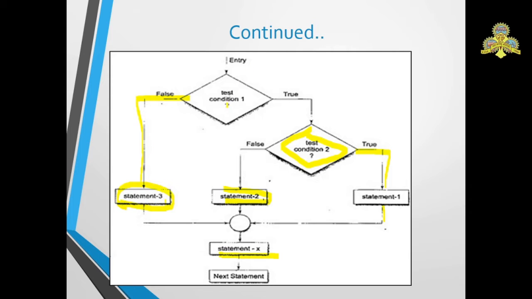In this case also, if test condition 1 becomes false, then statement 3 will be executed and then the control is transferred to statement X. While testing the innermost if statement, if test condition 2 becomes false, then statement 2, that is the else part of the innermost if statement, will be executed, then the control is transferred to statement X. Otherwise, if test condition 2 becomes true, then statement 1, the true part of the if statement, will be executed and the control is transferred to statement X. Then the next statement is executed.